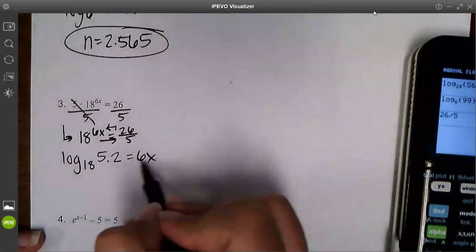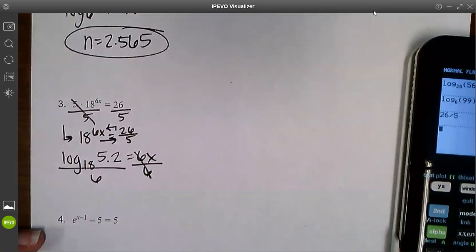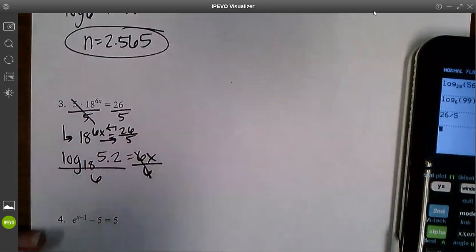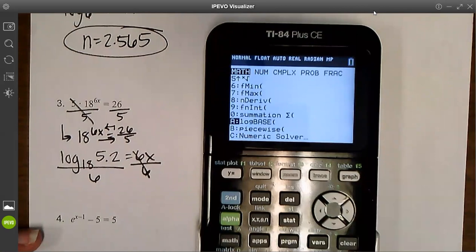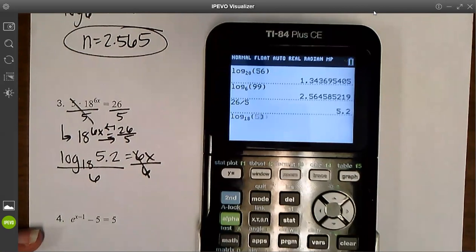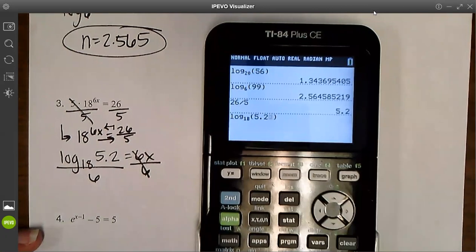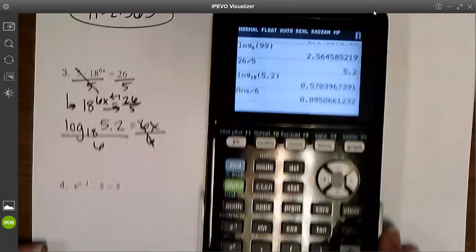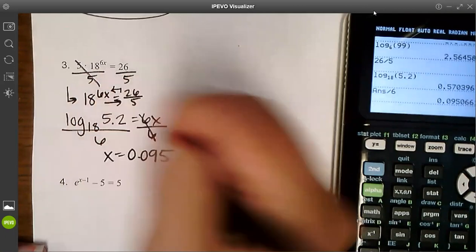The last thing I have to do, because I have this 6x, is divide this whole thing by 6. So when I say divide the whole thing, you have to divide the whole thing. You're not dividing 5.2 by 6. You're dividing the log base 18 of 5.2 by 6. So in my calculator, I'm going to do log base 18 of 5.2. Hit enter, and then I'm going to divide that by 6. So you should get x equals 0.095.